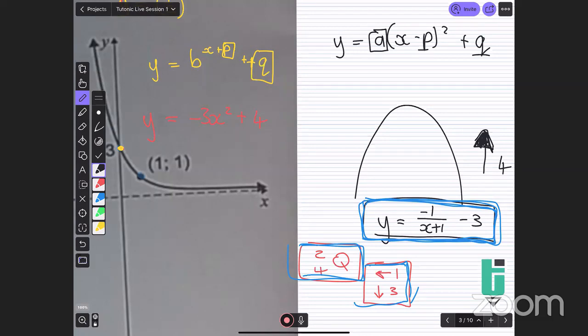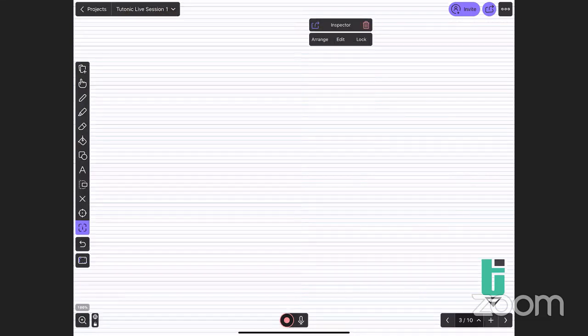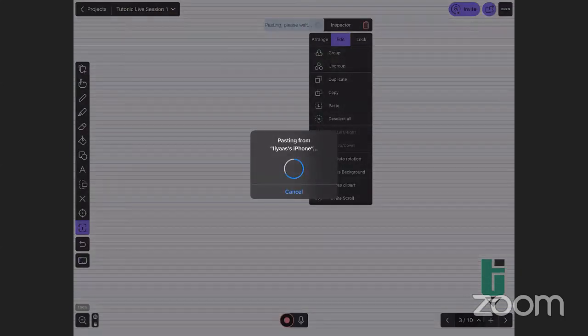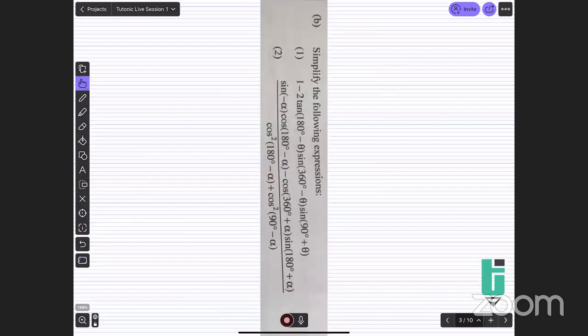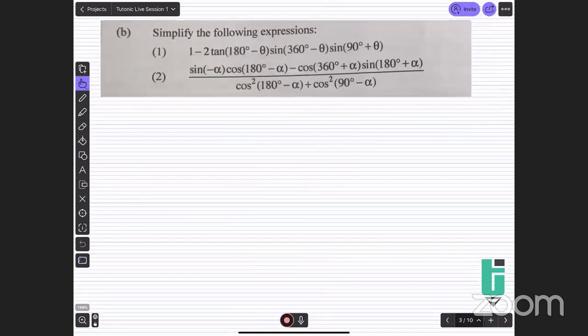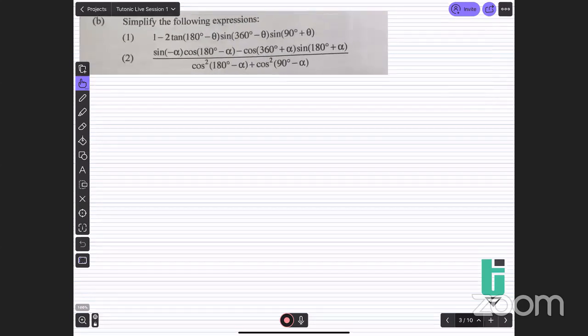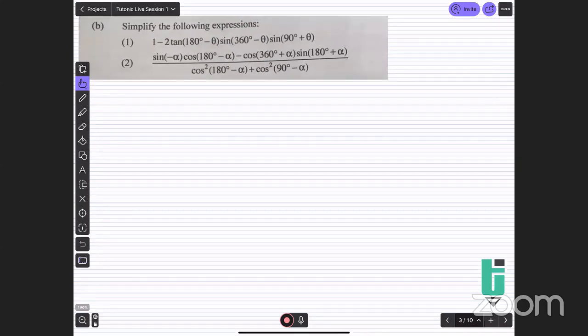So let's go on to the next question. It's another trig one. Simplify. Okay, so this is reduction. So you guys, let me just revise. Is everybody comfortable with reduction, or must I go through the steps again? Can you go through the steps again, please?